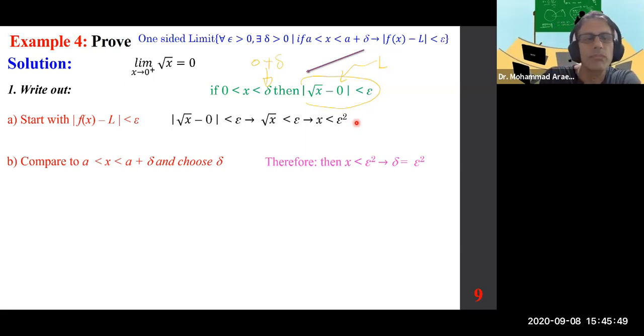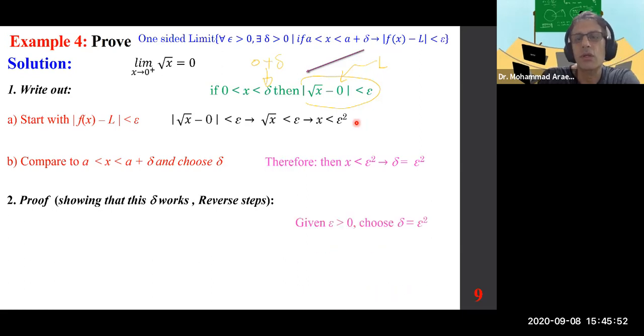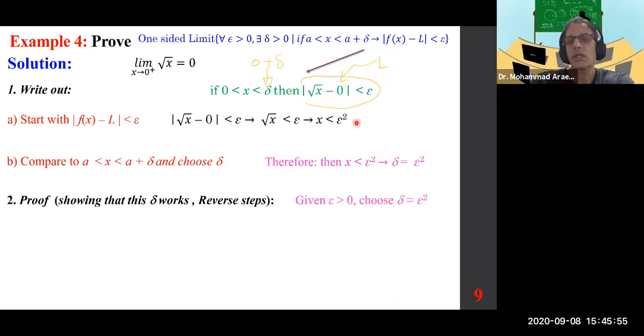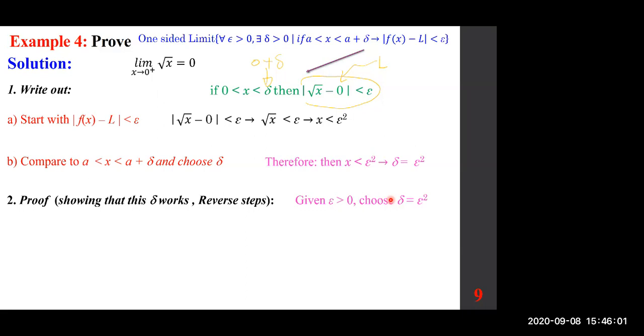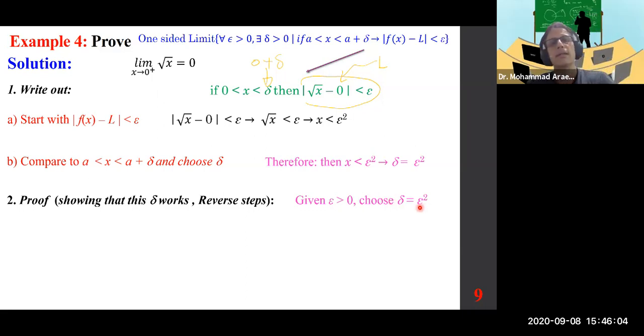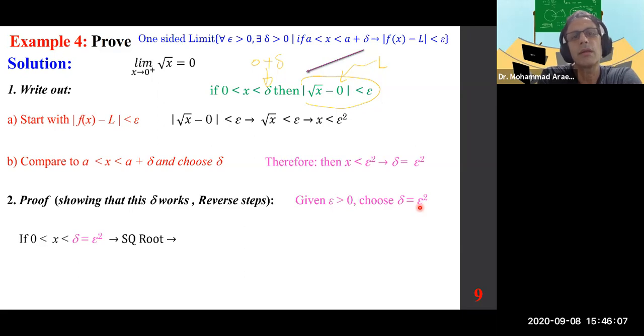And so, rewriting the reverse process. Given epsilon larger than 0, the choice we said is delta equal to epsilon squared. So with that being the case, let us write this one. 0 is less than x, less than delta. And what is delta? We decided delta is going to be epsilon squared. Okay. Now let's take a square root.